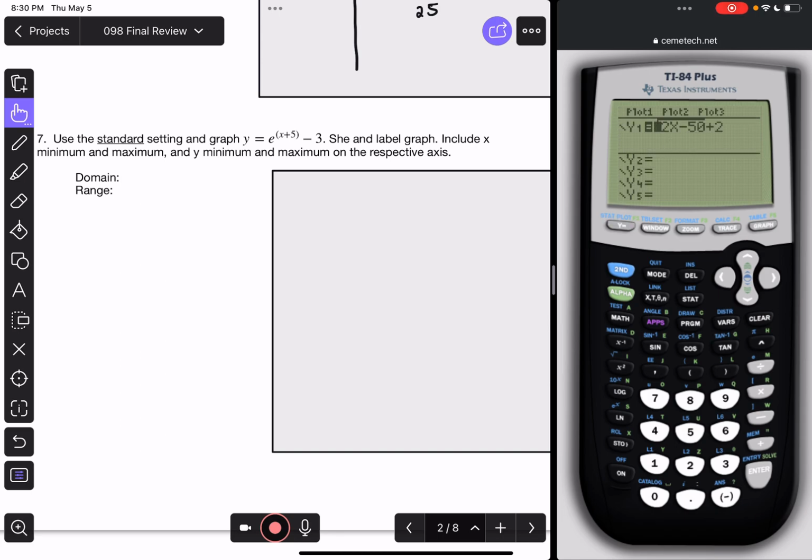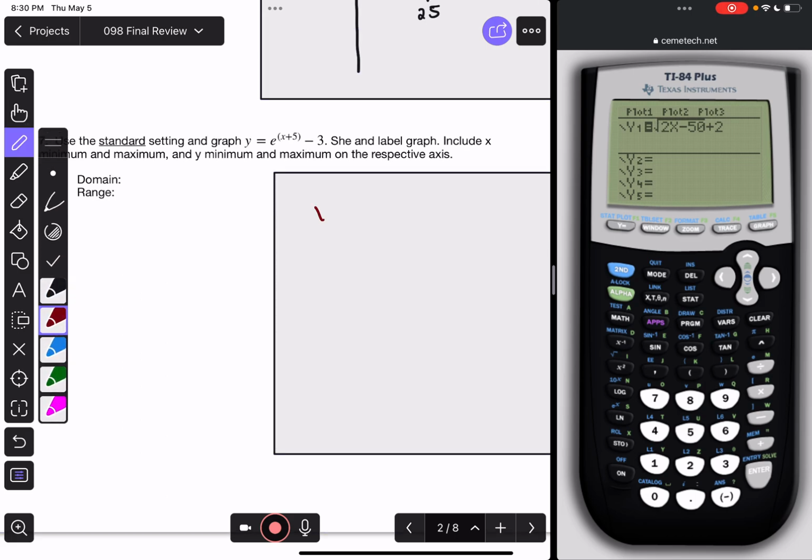Use standard settings on your graph, so standard zoom, to graph y equals e to the x plus 5 minus 3. Now this right here, and I talked about it for those of you who are in class, is called an exponential equation. Exponential equations look like that right there. And they all look the same way.